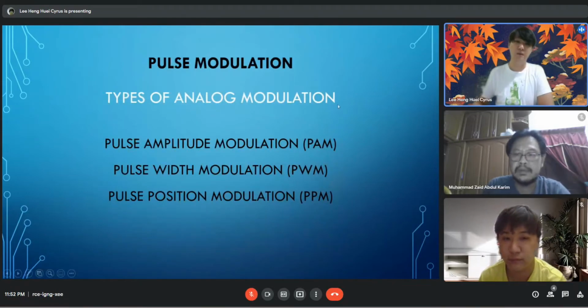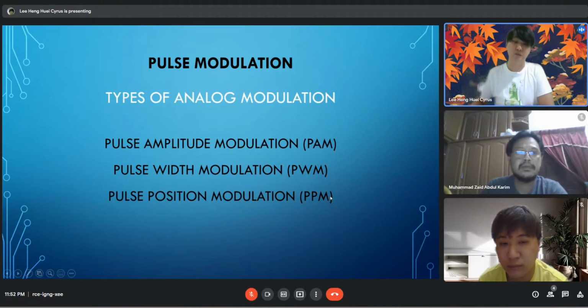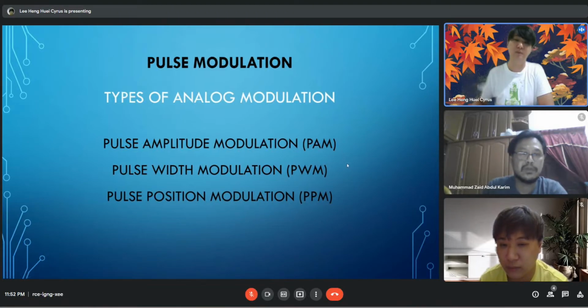Okay, pulse modulations: pulse amplitude modulation, pulse width modulation, and pulse position modulation. These are the three types we are going to discuss today. I'm going to present PAM, pulse amplitude modulation, and pulse width modulation, PWM.